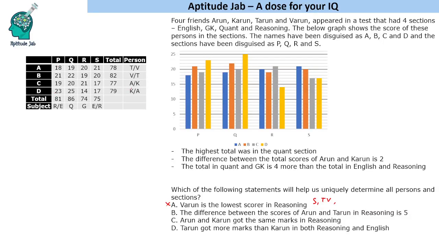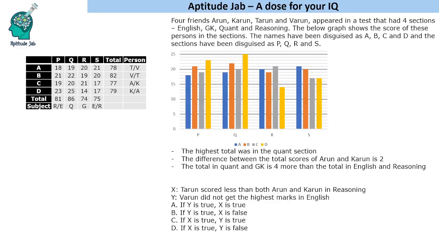And we know that this must be among Arun and Karun. So you do not have to worry who will be. See, when we say difference, it can mean A minus B or B minus A. We already know that this has to be either Arun or Karun. So this will be Arun. This will be Tarun and this will be Karun and Varun. So we get all the 4 people and we get the subject also. Since this is reasoning, this will be English. So this is the statement that gives you the answers to all the unique values.